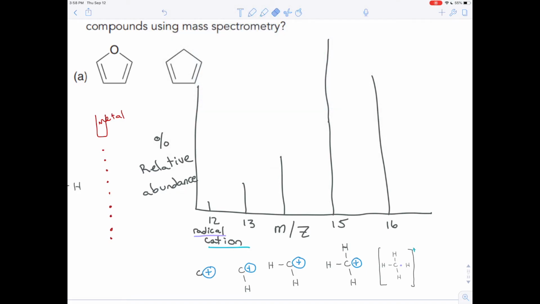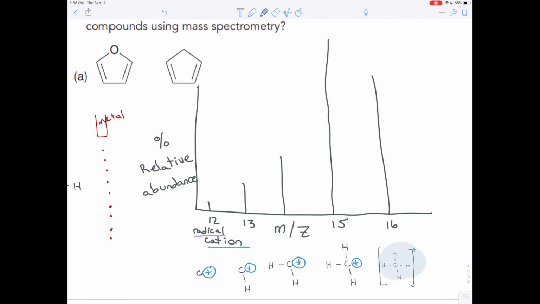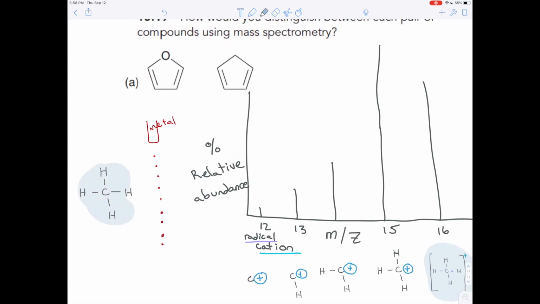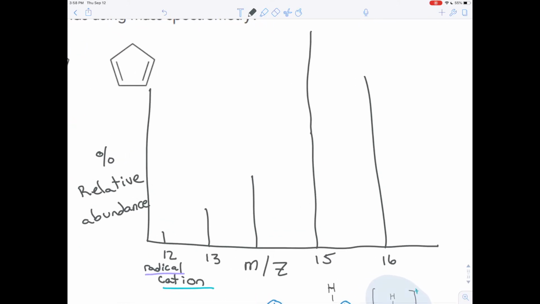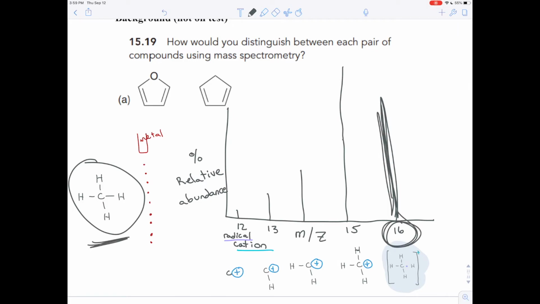Because this radical cation has the same mass as the original molecule, that peak is really important. That peak lets you determine whether you have a certain molecule or not. If you have a certain molecule, you'll have that peak at the far right that has a mass that you know that molecule has.